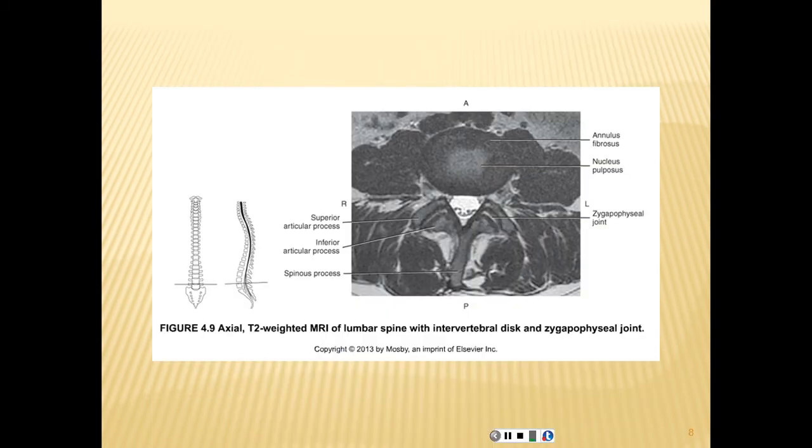This image is on page 177. Axial T2 weighted MRI of the lumbar spine with the intervertebral disc and zygapophyseal joint. If you do a facet joint injection, they inject the steroid or anesthetic into the zygapophyseal joint. So that's a facet block. This is a T2 weighted image because the CSF is showing up bright.